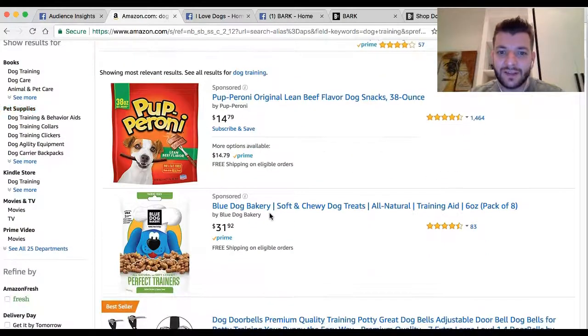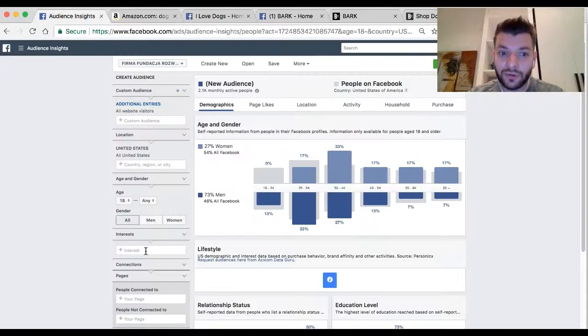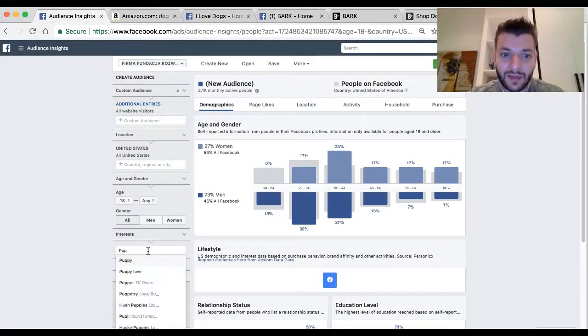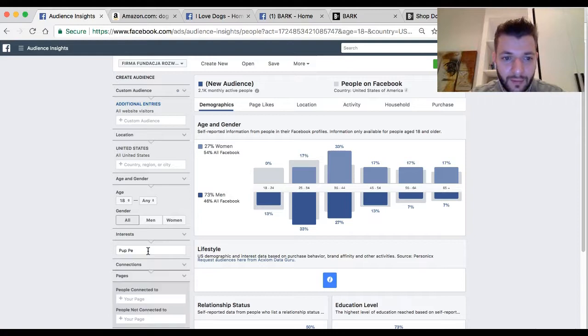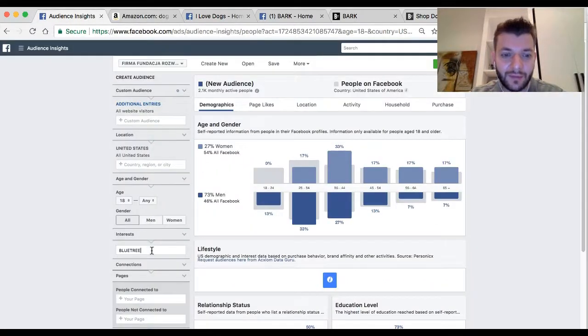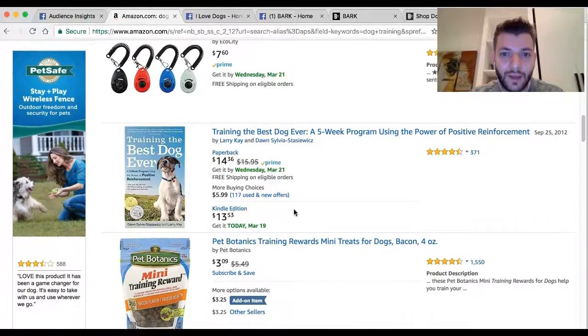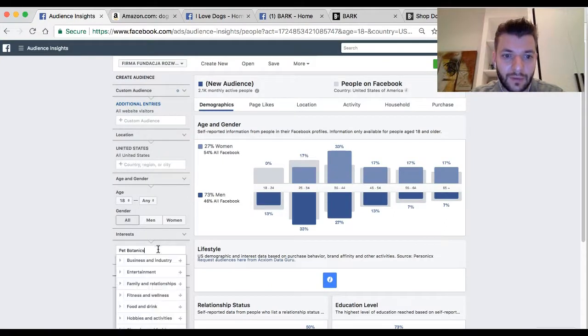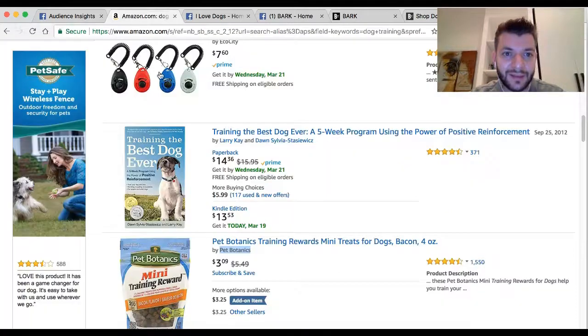So first of all, these are some brands that you can go and target, like Poop Peroni. That's also potential targeting for your niche. Like this is not possible. Pop, sorry. No, this one is not available to target, but Blue Tree, let's say if that brand is available for targeting. No, this one is not available for targeting. So Pad Botanics. Oops. No, this one as well is not available.